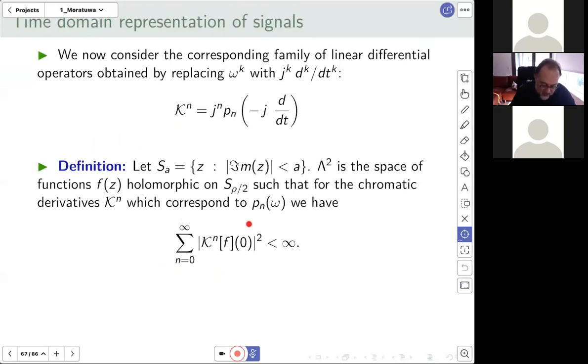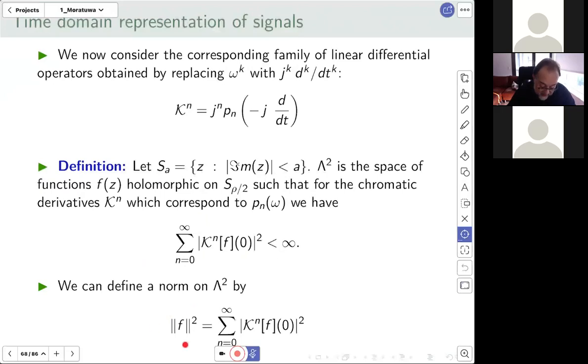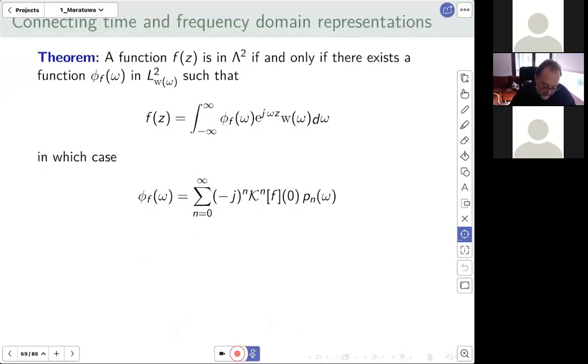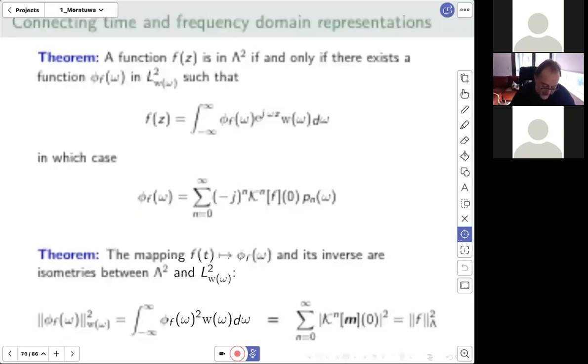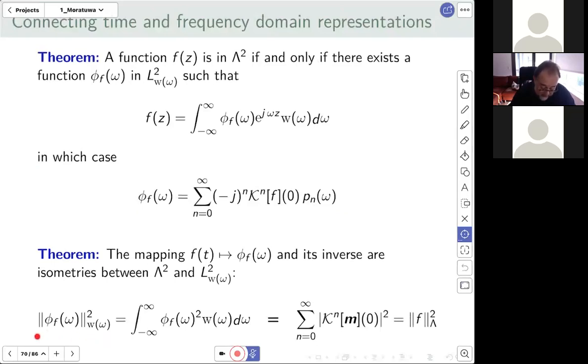You can introduce energy in the time domain as the sum of the squares of chromatic derivatives at 0, but this turns out to be independent of the point, so 0 can be replaced by any point t. And this expression has all the features that a norm should have. And this then again shows that chromatic derivatives are essentially the coefficients of representation of this weighted spectrum of the signal with respect to these polynomials, and that the norm in the frequency domain coincides with the norm in the time domain, just as it's the case with the standard Fourier transform.